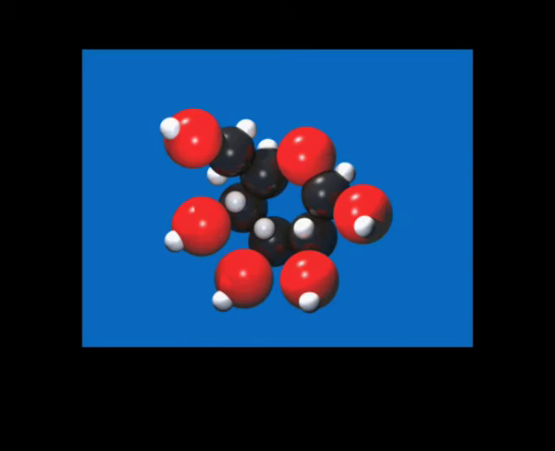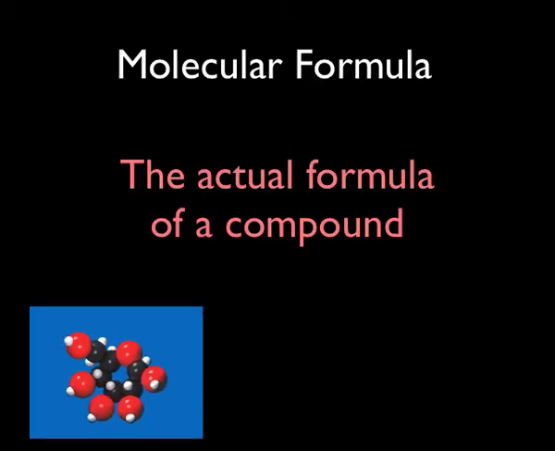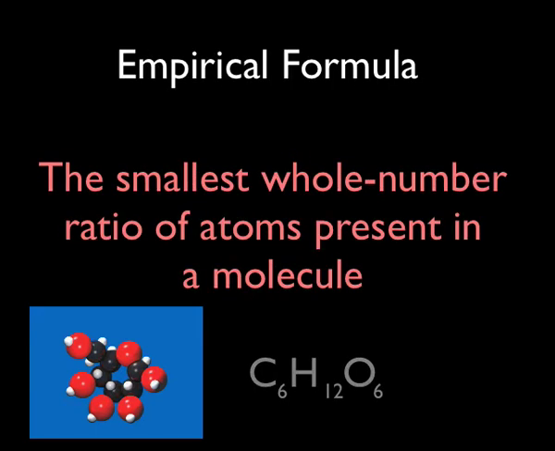When we see a molecule, we describe it by its formula. A molecular formula is the actual formula of a compound. Glucose is C6H12O6. However, we have another thing called an empirical formula, which is a reduced form of the formula with the smallest whole number ratio of atoms present in the molecule.